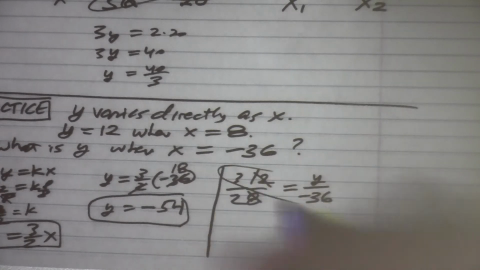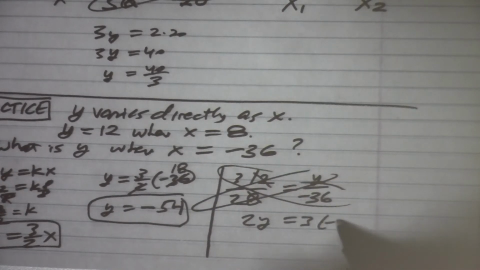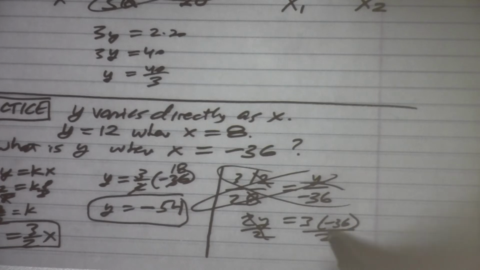Now I'll cross multiply. 2y equals 3 times negative 36. When I divide by 2, notice I didn't multiply that yet, because now I can do 2 just into this 36 and make it negative 18, and I'm going to get the same exact answer.